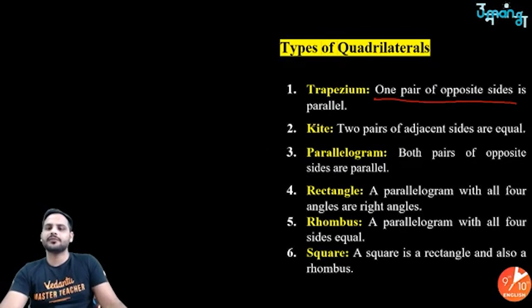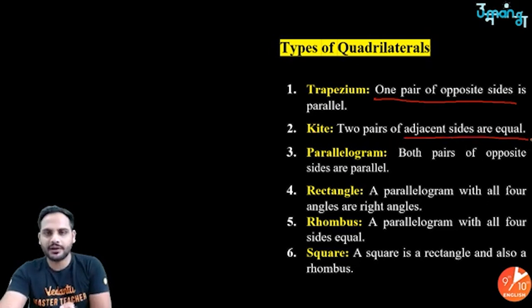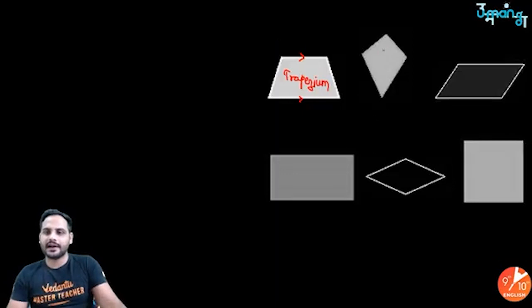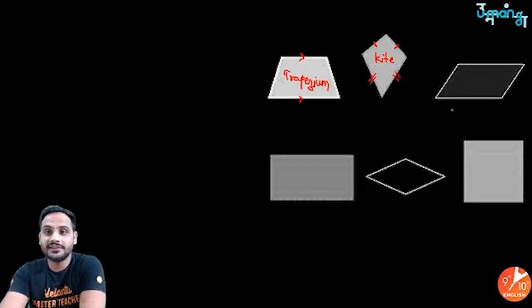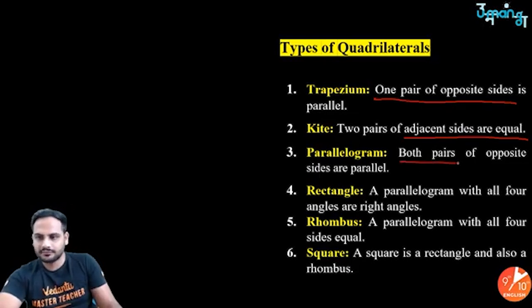Okay, then what is a kite? Two pairs of adjacent sides are equal. So kite is the only quadrilateral we'll be talking about in which the definition deals with the adjacent sides. So this is your kite, in which this side and this side, one pair of adjacent sides, are equal and the other pair of adjacent sides are also equal. So two pairs of adjacent sides are equal in a kite. Okay, then for parallelogram, both pairs of opposite sides are parallel. What is that?